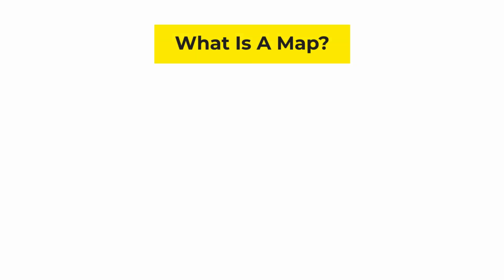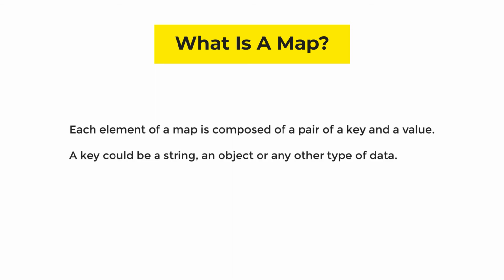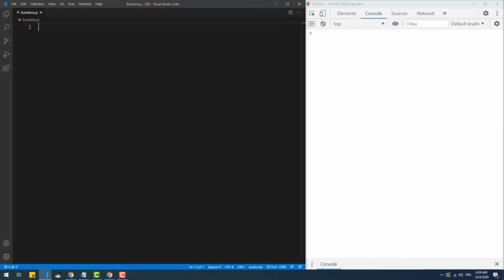The second type of collection introduced in ES6 is maps. They are a bit similar to objects since they hold their elements in the form of pairs of a key and a value. The main difference though is that keys in a map could be any type of data. So to create a map we need to create an instance of the Map class.